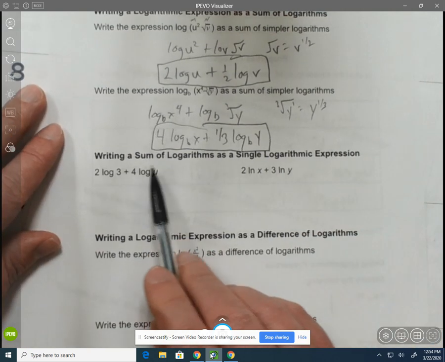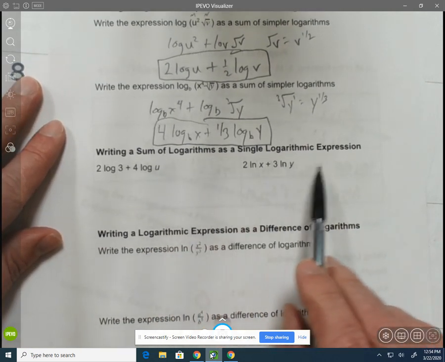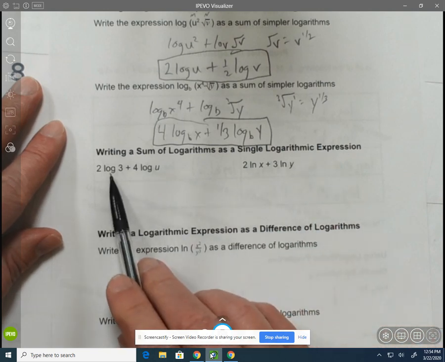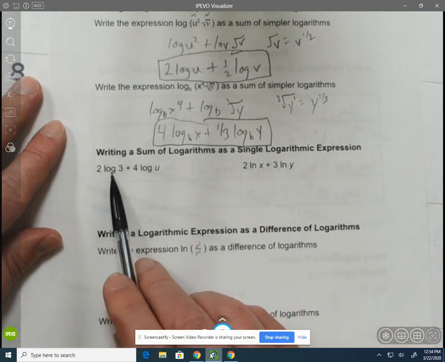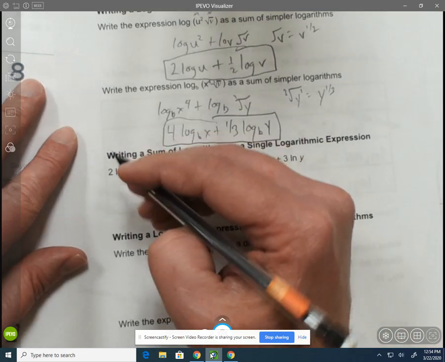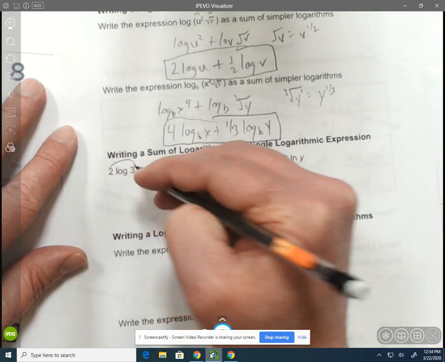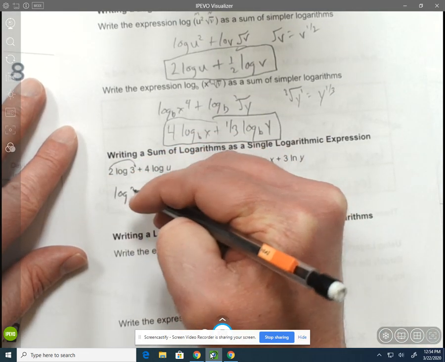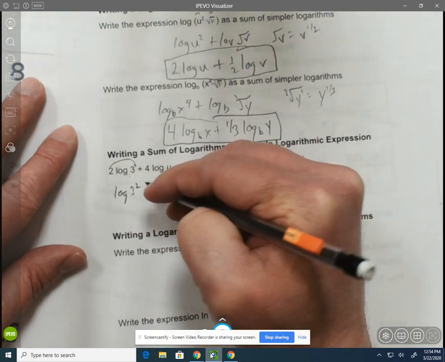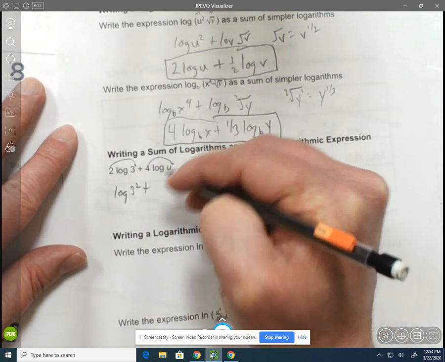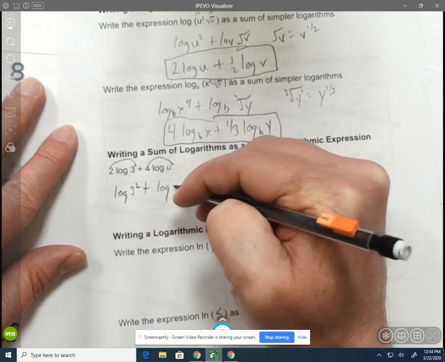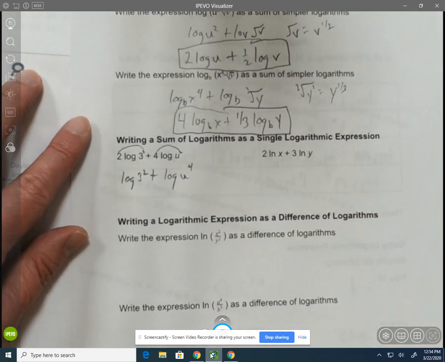And then I can also go the other way, writing a sum of logarithms as a single logarithmic expression. The first thing I notice here, if I've got 2 log 3, I can take that 2 up in front. This is just basically reversing what we just did. And same thing here, I can take that 4 in front, that's the log of u to the 4th.